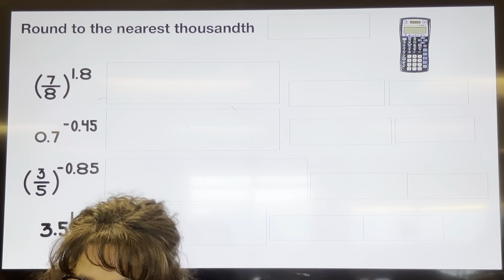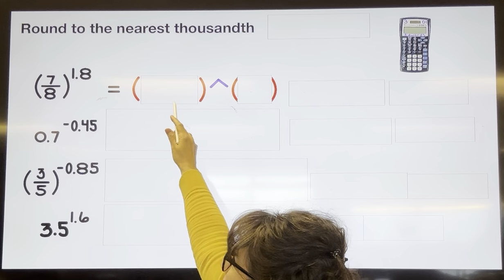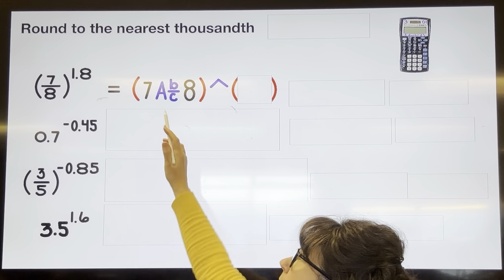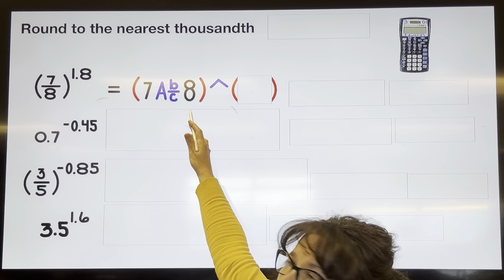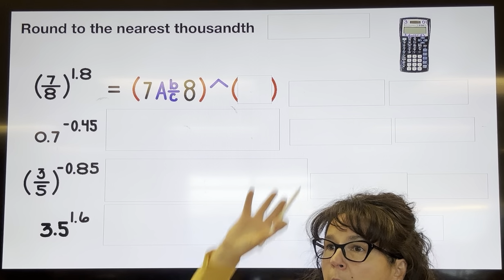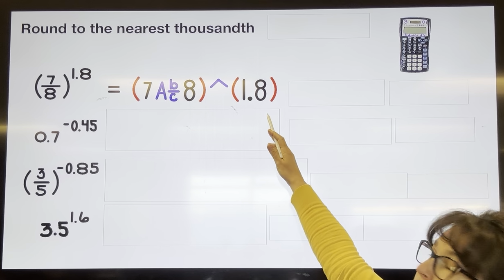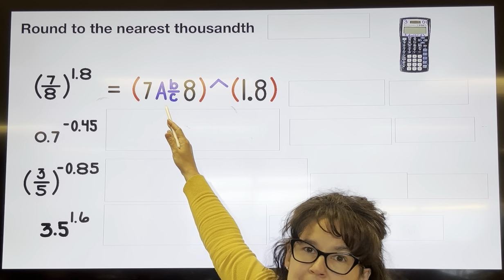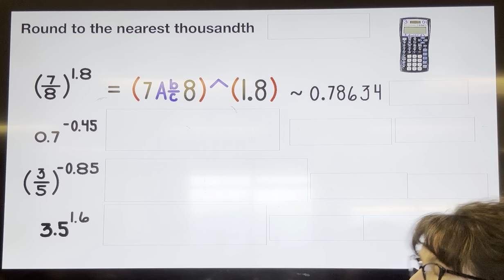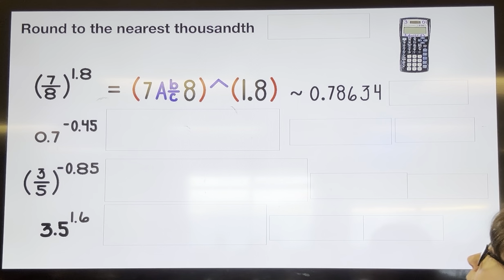If I go to type in this first one, the base in parentheses is the 7/8. So I'm going to do 7, AB over C, 8 to enter that fraction in. The caret is popping that up into the exponent spot, and then the exponent is 1.8. So I've got my base in parentheses to the power of my exponent in parentheses. When I hit enter, it's going to fill up the screen. This is a little bit of what you see.